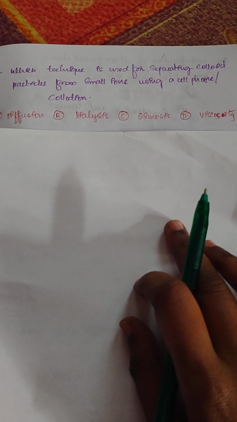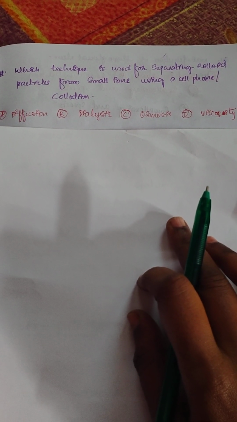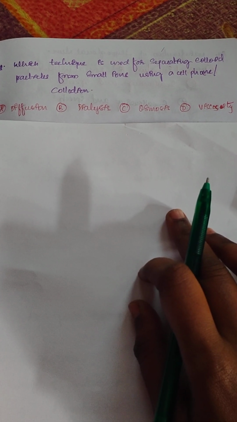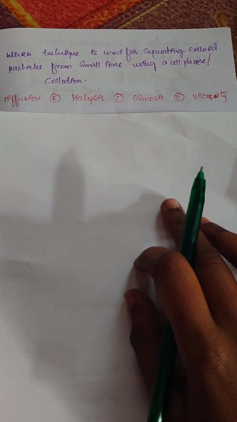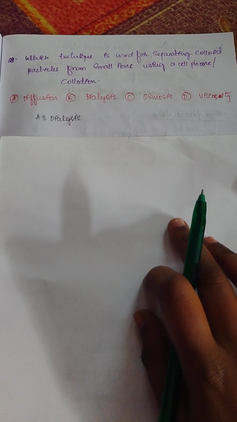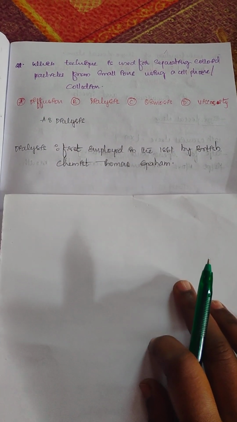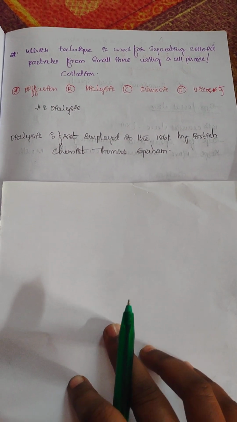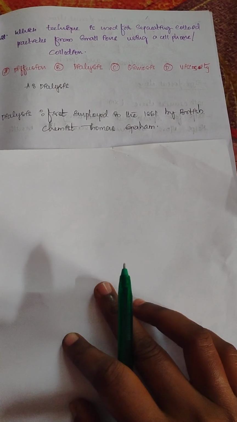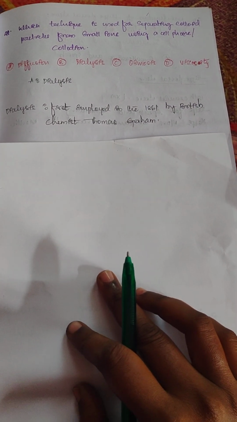Next question you can see: which technique is used for separating colloid particles from small ions using a cellophane or colloidal membrane? And the answer is dialysis. Dialysis was first introduced in 1861 by British chemist Thomas Graham.